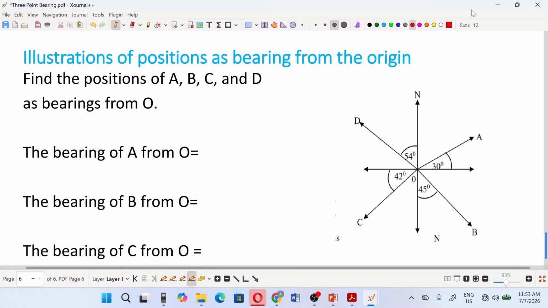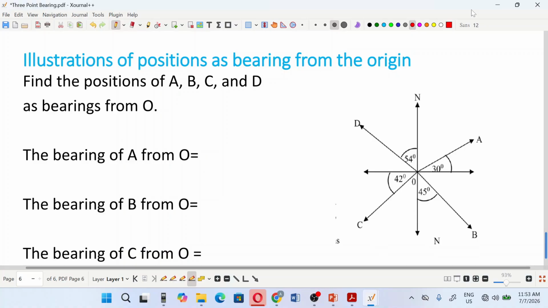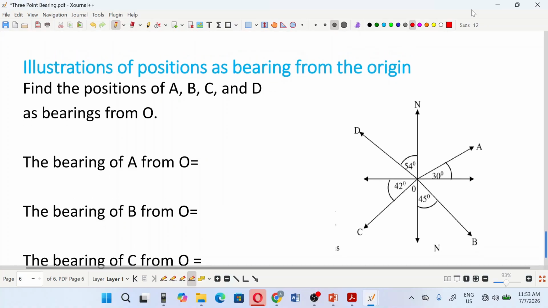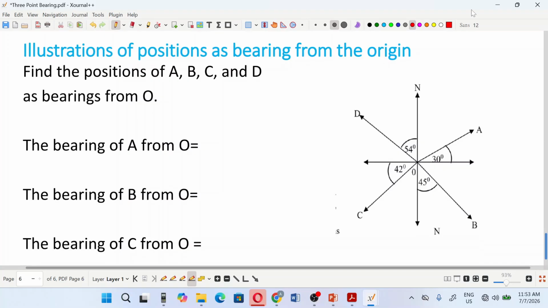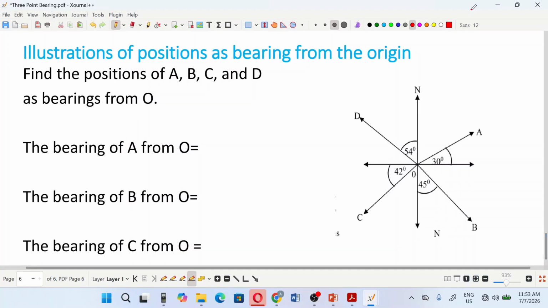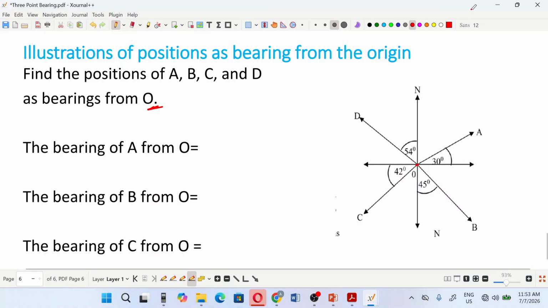So let's look at this. If you did the trial work and you really understand the 3-point bearing, then you will be able to understand what you have in your hand now, which says illustration of the position as bearing from an origin. You have this in your handout, and now you will be able to understand how this was done. It says find the positions of A, B, C, and D as bearing from O. Right, it's all making reference to the point O, which is the origin, right?